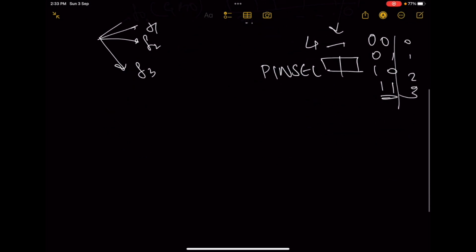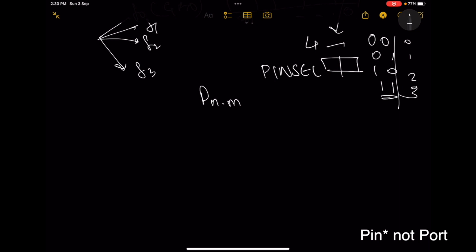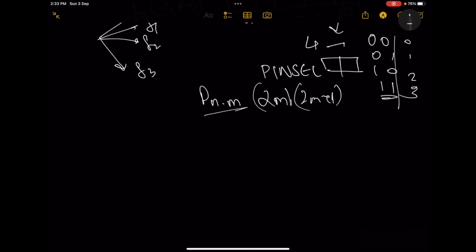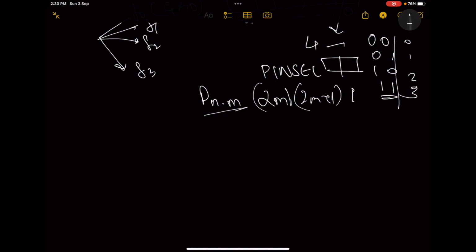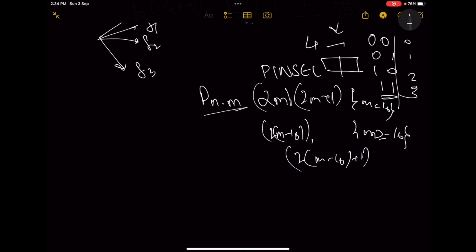Now on this PINSEL, if you're trying to configure a port, PINSEL M, this is going to configure 2M and 2M plus 1. These are the ports PINSEL M is going to configure, if M is less than 16. And in case M is greater than or equal to 16, this is going to configure 2 times (M minus 16) and 2 times (M minus 16) plus 1, these two ports.